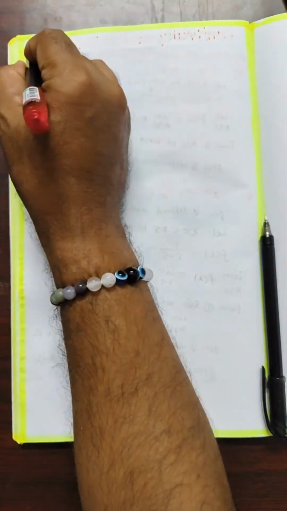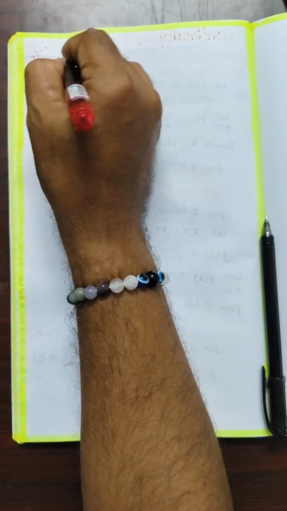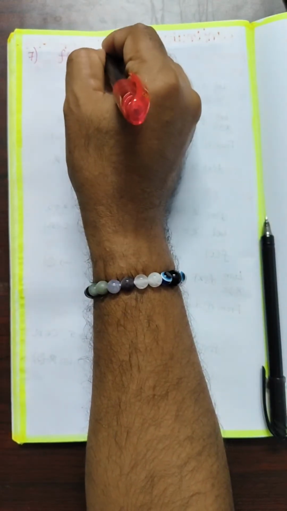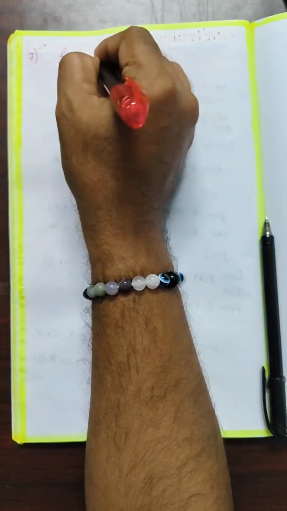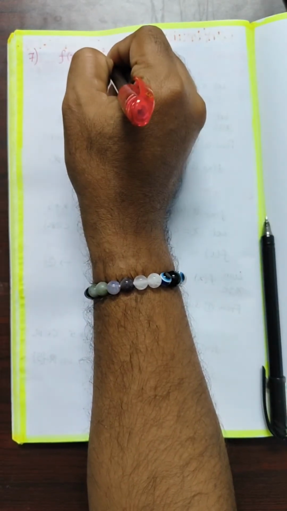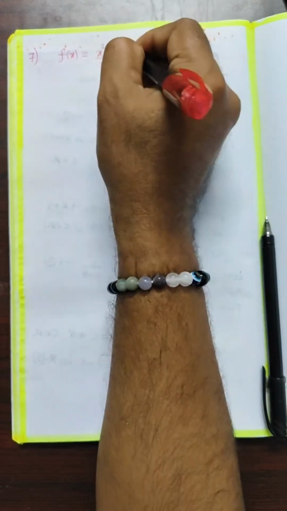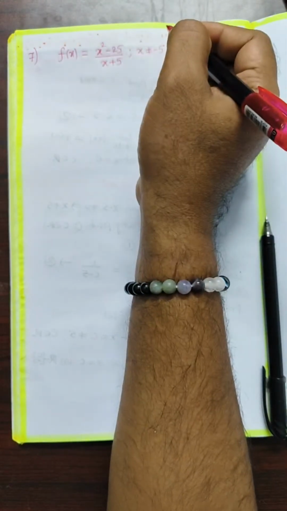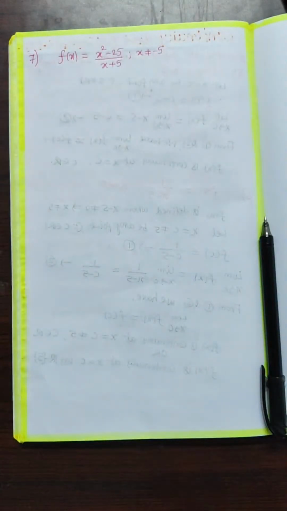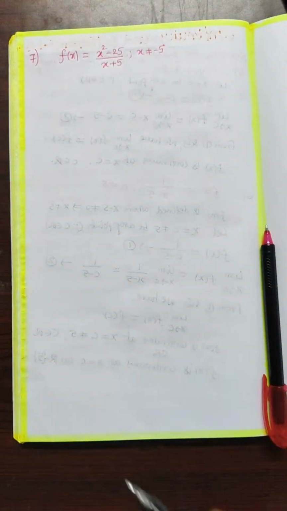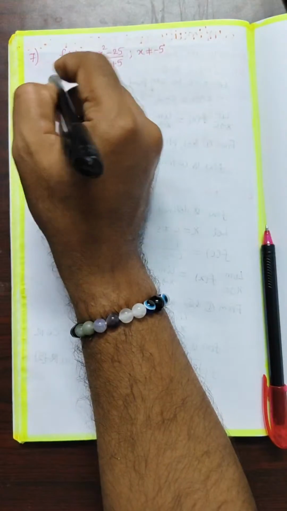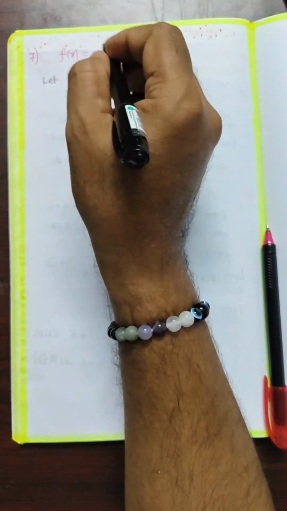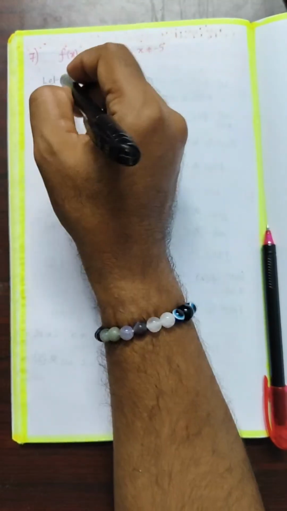Next, question number 7. The function is f of x is equal to x square minus 25 divided by x plus 5, provided that x is not equal to minus 5. See, what are the steps we need to consider? Even if you want to simplify, here only you can simplify and write it, nothing will happen.